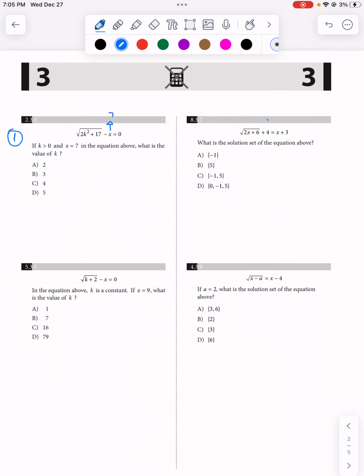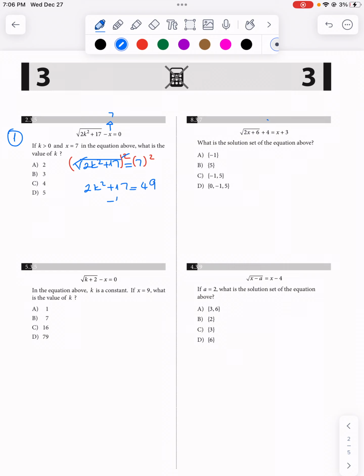the right hand side. So it'll become positive 7. Negative 7 becomes positive 7 on the other side. Let's rewrite the equation. Square root of 2k squared plus 17 is equal to 7. And we just need to, guys, take the square of both parts. And once we take the square of the left-hand side, we have to remove the radical sign. 2k squared plus 17 is going to be equal to 7 squared, which is 49.